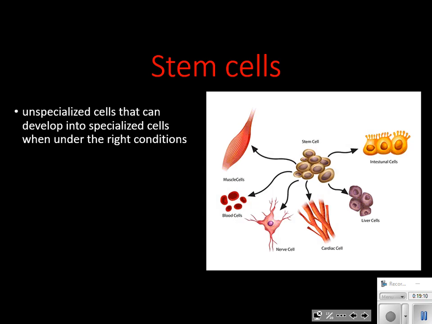So if I look here, I have the stem cells right here. Maybe they turn into intestinal cells, liver, cardiac cells, nerve cells, blood cells, muscle cells. So those are all on the outside here, the specialized cells that, when these stem cells are in the right condition, they might change into the specialized types of cells.